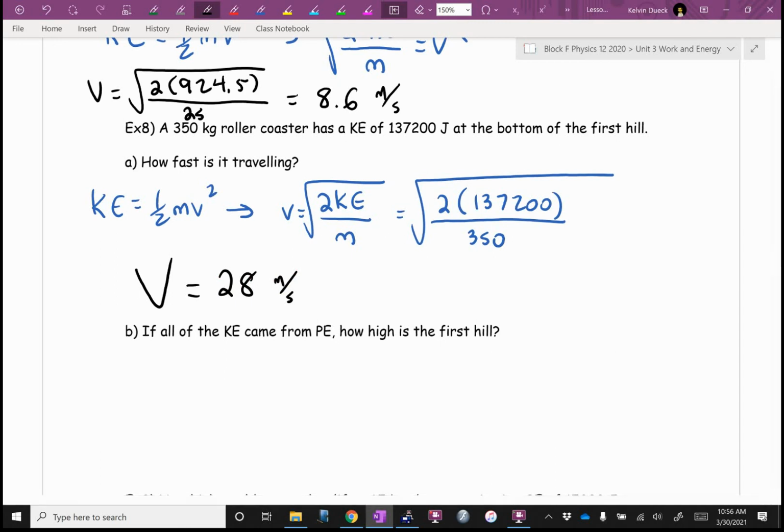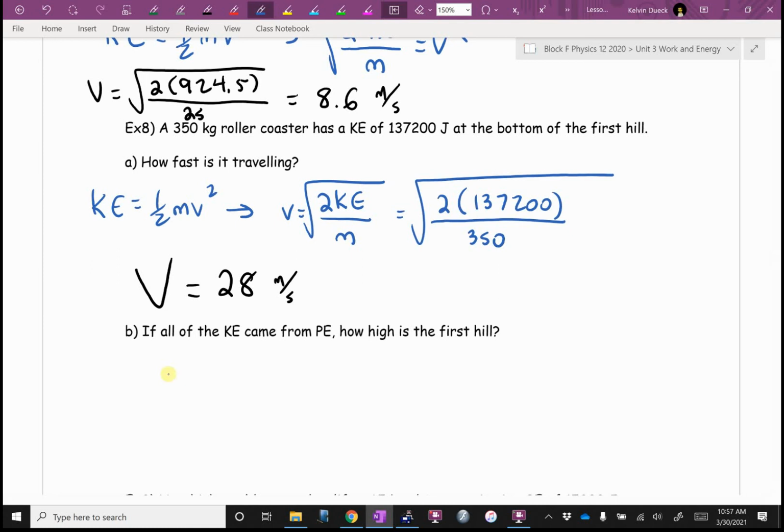Let's suppose you're designing this roller coaster and you want the speed at the bottom of the first hill to be 28 meters per second. How high do you have to build the first hill? If all of that kinetic energy came from potential energy, how high is the first hill? What was our equation for gravitational potential energy, the one that you accidentally read out earlier?